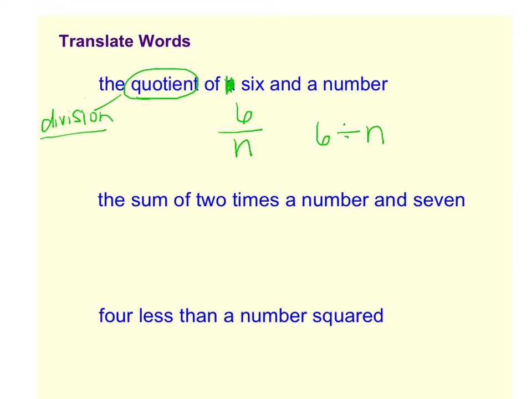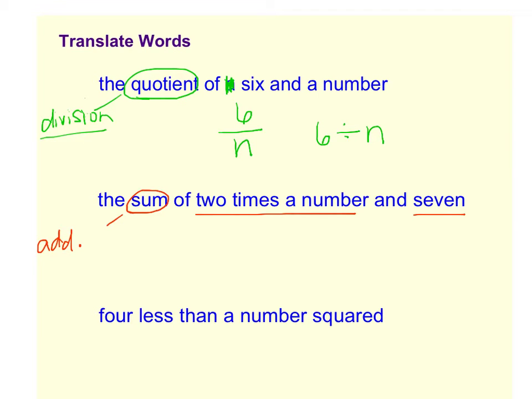All right, next example, we have the sum of 2 times a number and 7. So the one word we need to make sure we know here is sum. Anytime we see sum, we're talking addition, so we want to make sure that we add. So what are we adding? When you have a sum, there's two things. So we're adding 2 times a number and a 7.